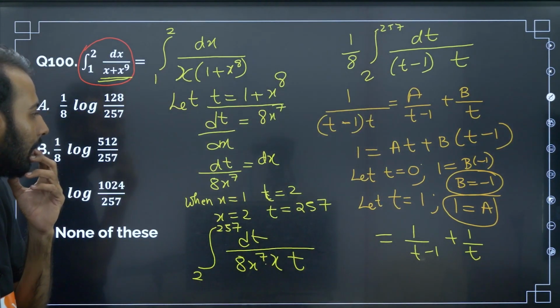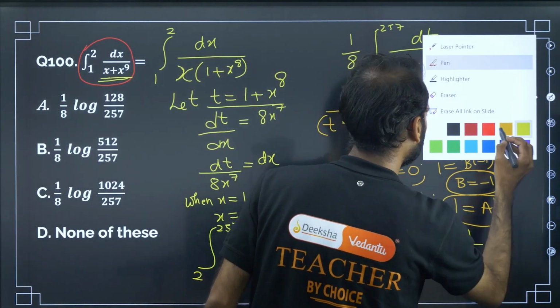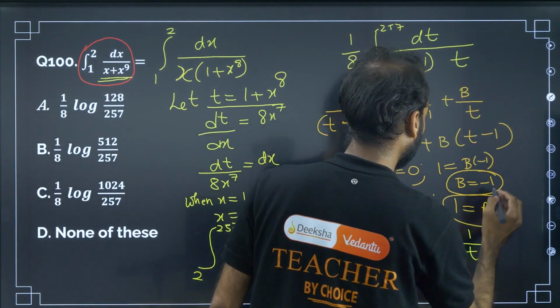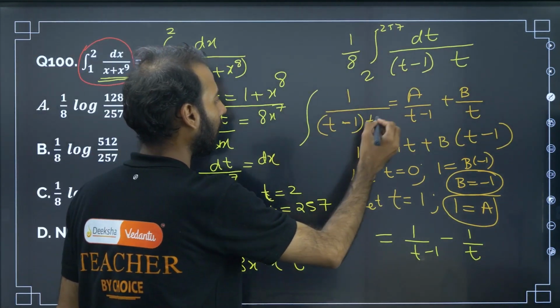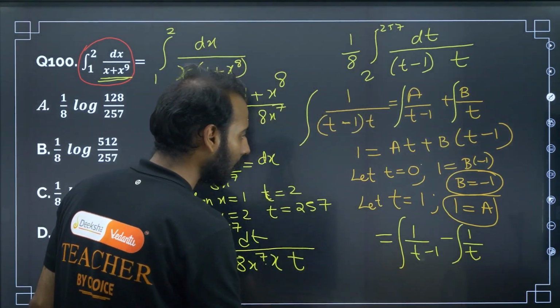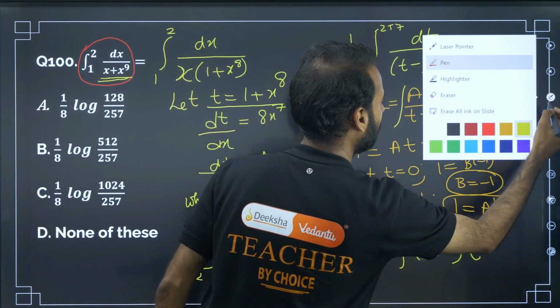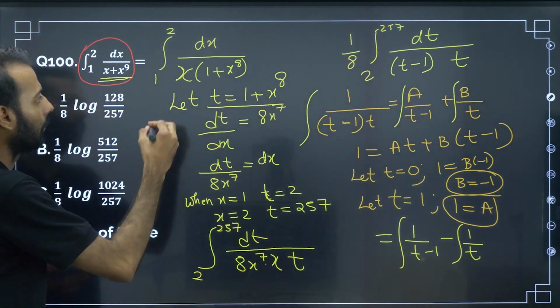A is 1, b is minus 1, so I have to write minus. Why are you writing plus 1 minus 1? Now the integration of this thing is the same as the integration of this thing. So I'll integrate this. Let me erase this left side. After erasing, you want to make a note of this.